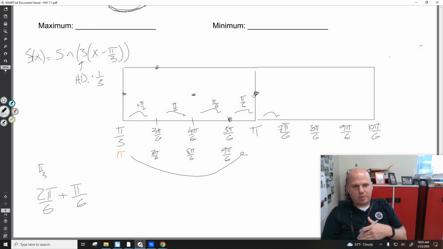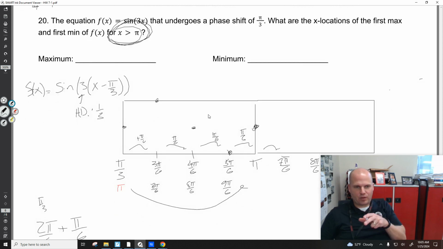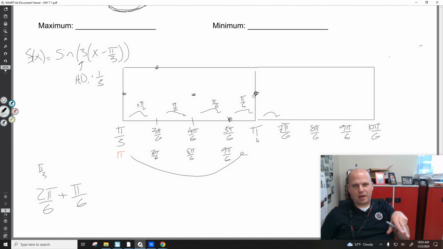I could have just added the period. What was the period? The period was 2 pi over 3. Yeah. Keep adding 2 pi over 3. And I'll show you that way too.